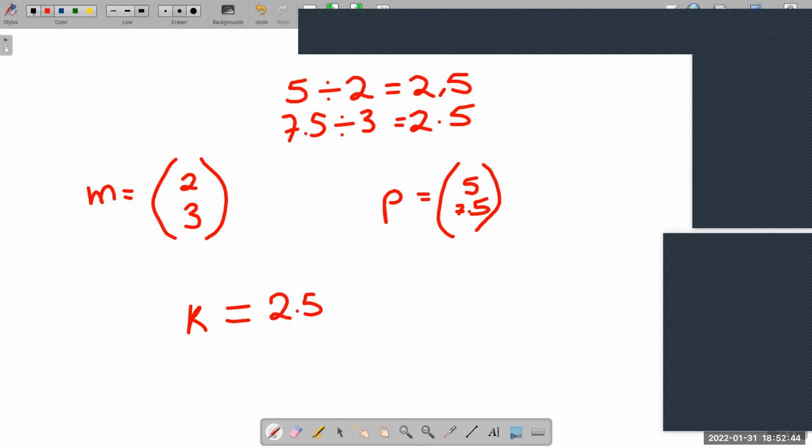How do we back check, guys? If we multiply M by K, what should we get back? We're supposed to get back 5 and 7.5. So back check it. 2 times 2.5, tell me if you get 5. In maths, we always have a way of back checking. So you get 5, so you know that's right. Okay, which part is making you lost?